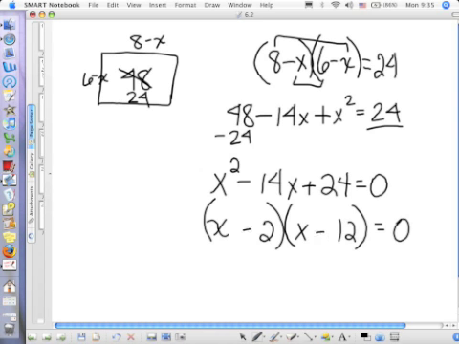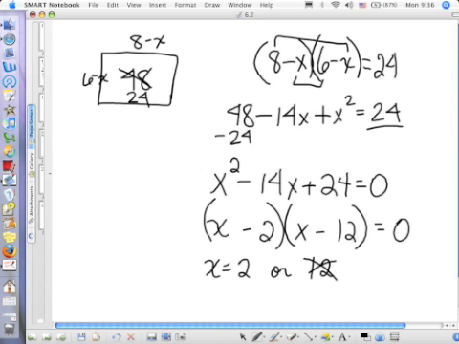And they're both what? Negative. Okay? So x is equal to 2 or 12. Okay, well now we're going to have to test because it's one or the other. Can I reduce my dimension by 12? No. It's not big enough. I'd end up with a negative distance, so that's not what it is. Okay? So my reduction is going to be 2 inches off the length and 2 inches off the width.